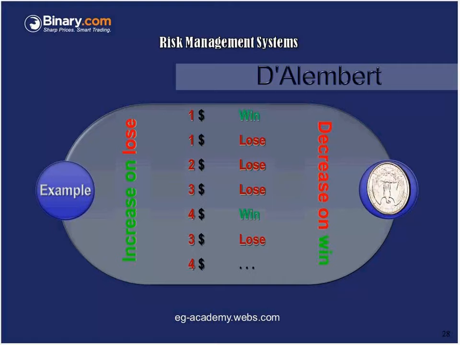There is also the reverse system, which is the same system in reverse: increase on win and decrease on loss. And remember, in all of these systems, the odds should be close to 2, and the winning chance of a single trade should be close to 50%.